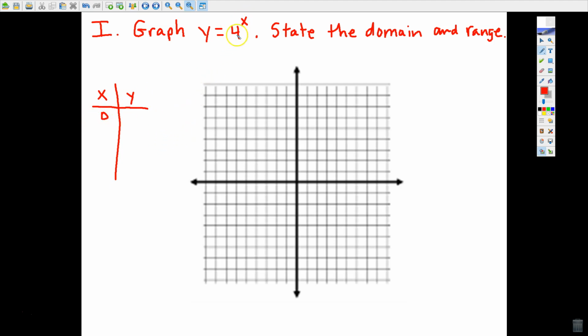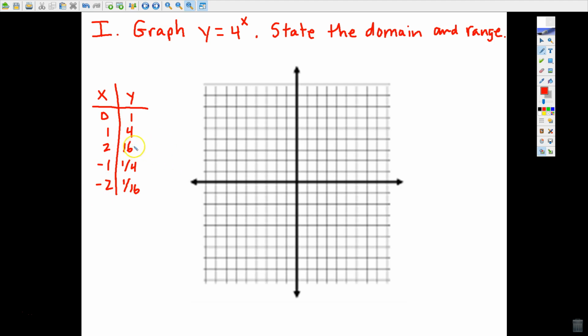If I input 0 for x, 4 to the 0 is 1. If I input 1 for x, 4 to the first is 4. 2 for x, I get 16. Negative 1 for x, I get 1/4. Notice it's just the reciprocal of the output when I did input 1. And then negative 2 will be the reciprocal here, because 4 to the negative 2 is 1/16.